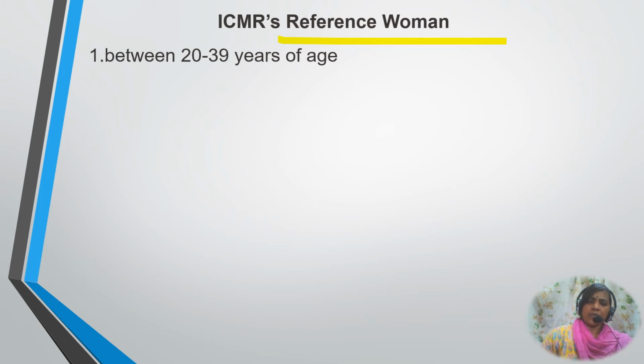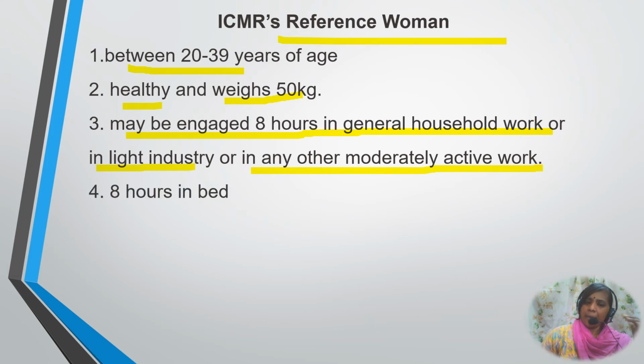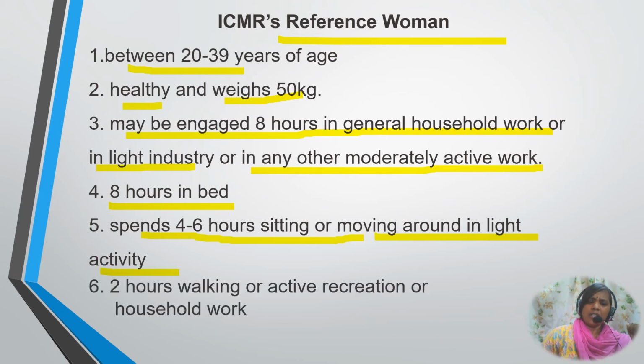The age group is between 20 to 39 years, must be healthy and weigh around 50 kg. Then may be engaged for 8 hours in general household work or a light industry for working women, or in any other moderately active work. This is one condition. Then 8 hours in bed, that a proper rest has to be taken. Then spends 4 to 6 hours sitting or moving around in light activity. Then 2 hours of walking or active recreation or household work.